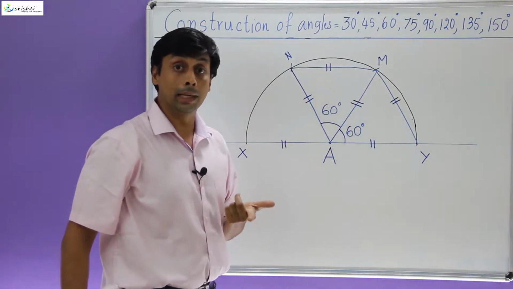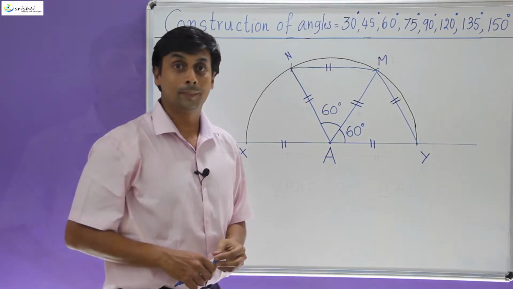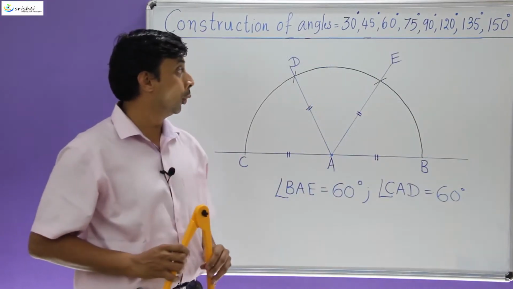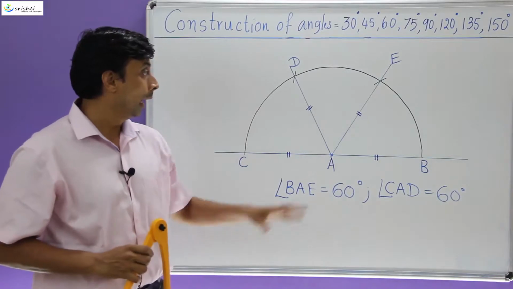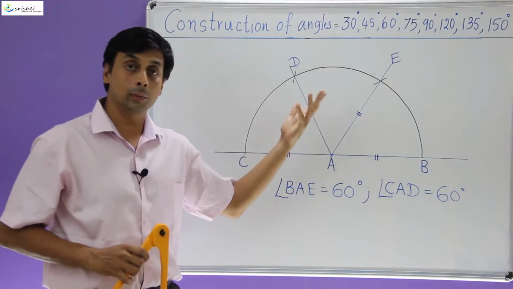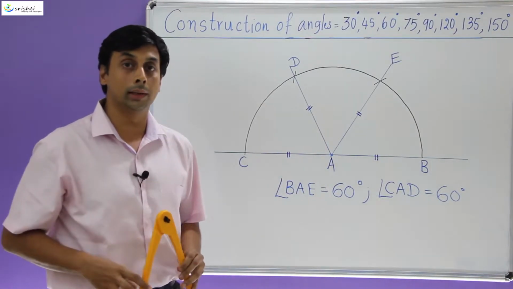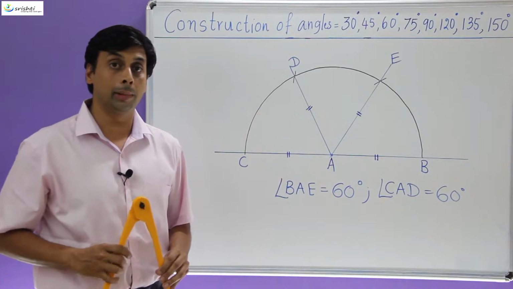In the next segment, let's take 30 degrees and 150 degrees. So in this segment, I am going to show you how to construct 30 degree and 150 degree. I have already drawn the 60 degree and 120 degree angles, which I showed you how to do in the previous segment. So in this segment, let's see how 30 and 150 can be drawn.